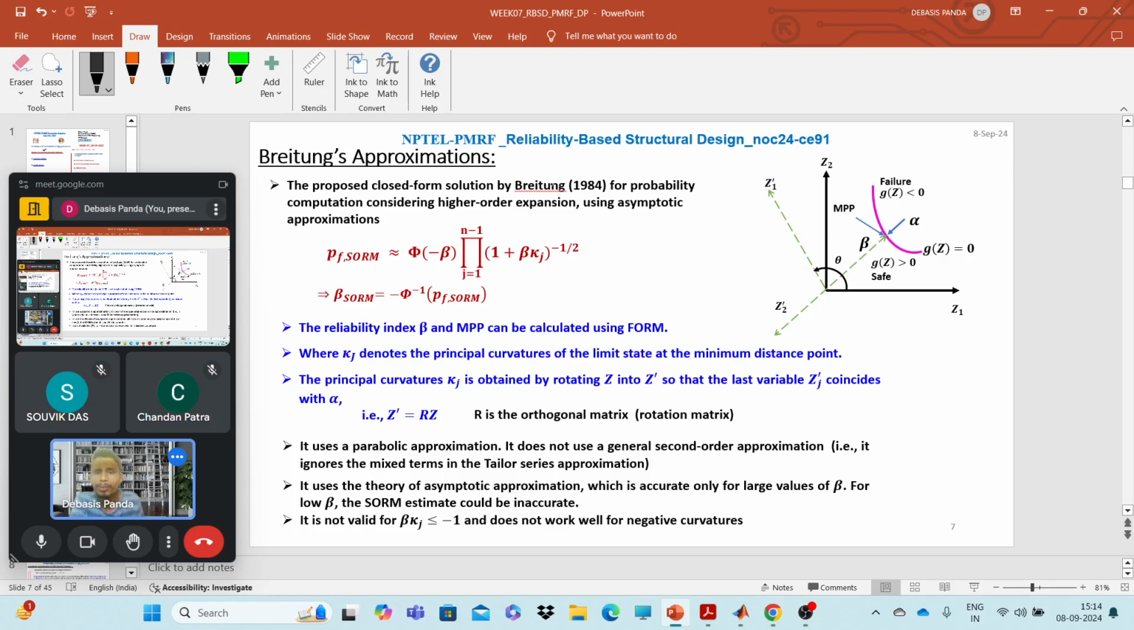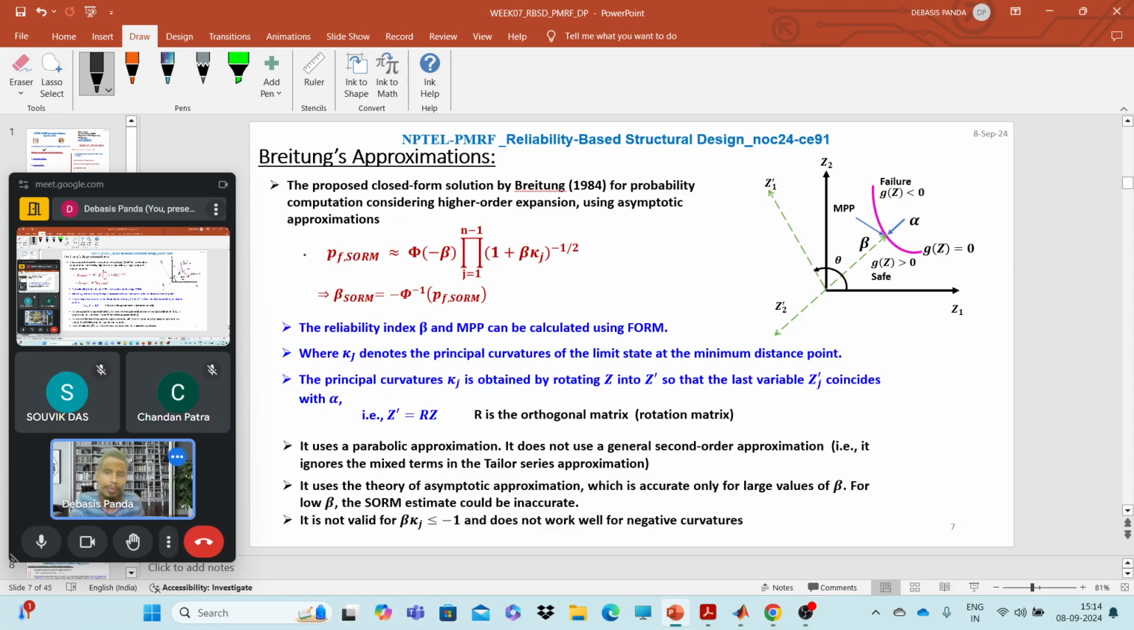Now, how to incorporate that information about the curvature? He proposed some closed form relation based on the theory of asymptotic integral. Now I will show that asymptotic approximation. Actually, he published that paper, and I will show that paper. So first, let's see the model first. Then we will go to the paper, and we will see the asymptotic approximation part.